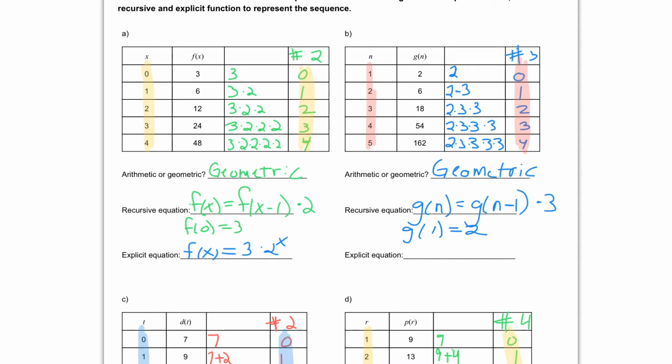Notice that in my letter A and my letter B, this one started with 0, so my first term was f of 0. This one started with 1, so my first term was g of 1. This can change depending on what the first number in your table is.